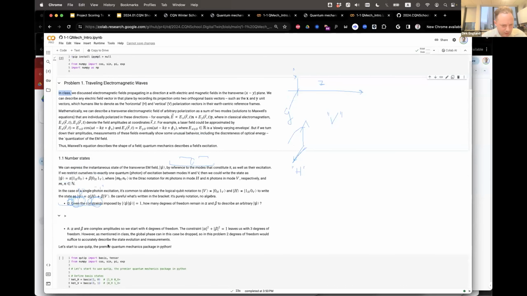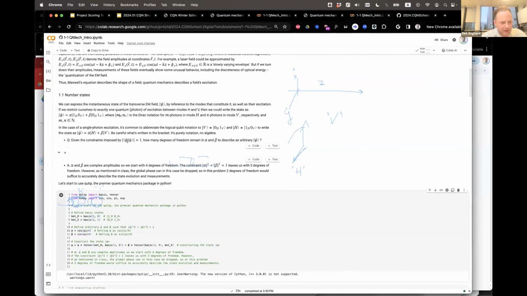Now let's actually see. Of course, we also have to say that the state here has to be normalized. That is, the probability density integrated over all of the possible measurement outcomes has to be equal to 1. So here's a question that we can check our understanding against. Given the constraints imposed by this normalization condition of the state, how many degrees of freedom remain in alpha and beta to describe an arbitrary state psi?